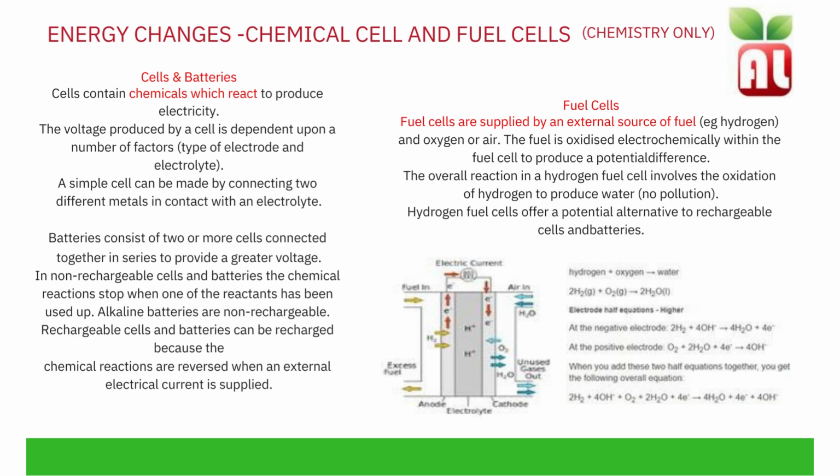In non-rechargeable cells and batteries, the chemical reactions stop when one of the reactants has been used up. Alkaline batteries are non-rechargeable. Rechargeable cells and batteries can be recharged because the chemical reactions are reversed when an external electrical current is supplied. An example of a non-rechargeable cell would be a typical AA battery. An example of a rechargeable cell may be an electric toothbrush.